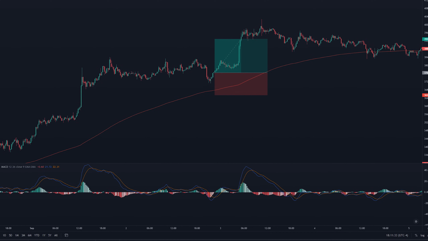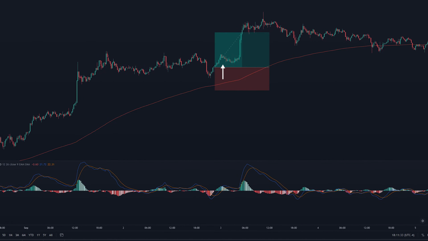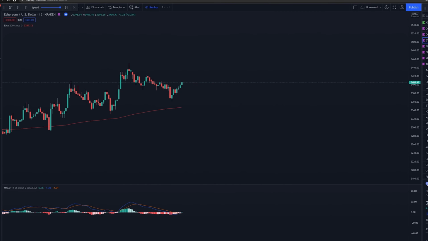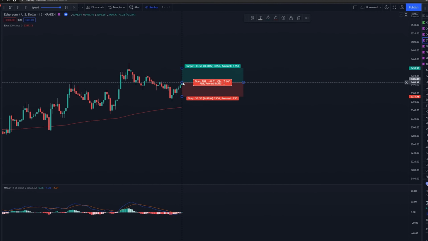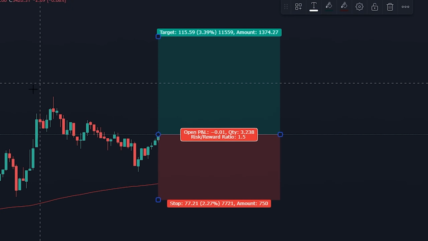So as an example, we would want to enter a long trade right here, because the MACD lines are crossing upwards below the zero line and the current price is above the 200-day moving average. Now what I like to do is set a stop loss below the 200-day moving average. So the 200-day almost acts as a wall that the price has to break through to hit the stop loss. Then I like to have a 1.5 profit ratio for my profit target mark.